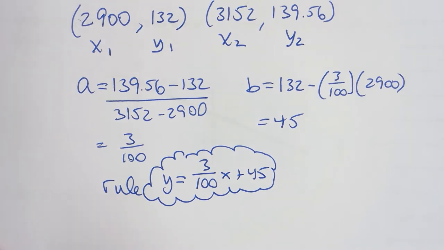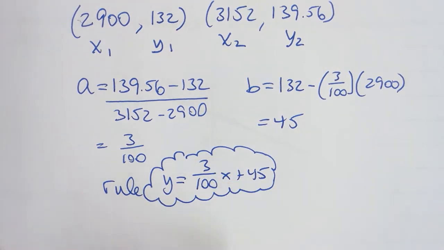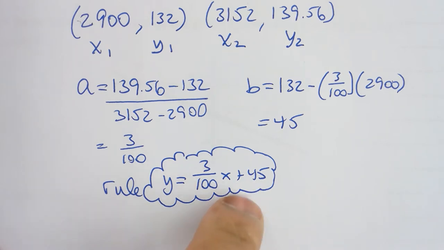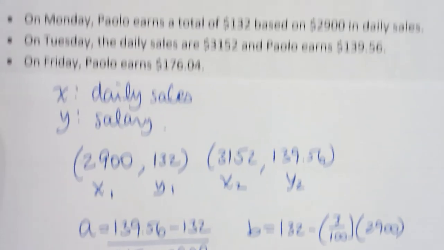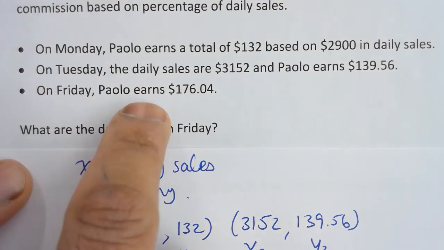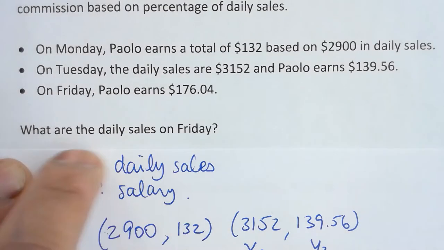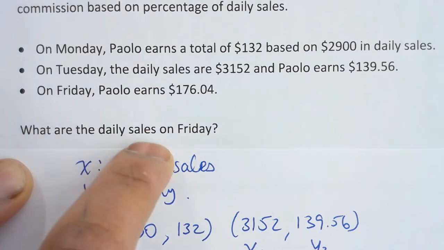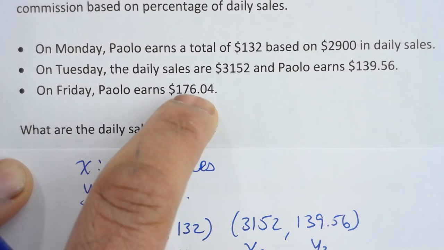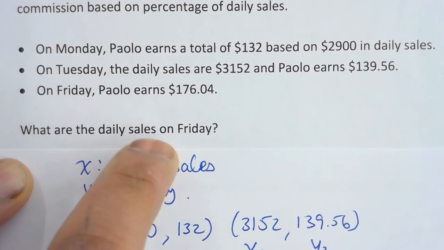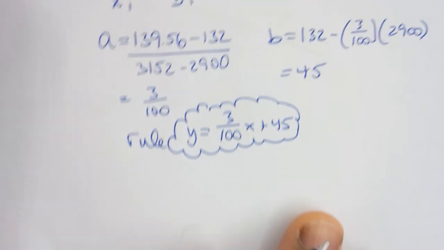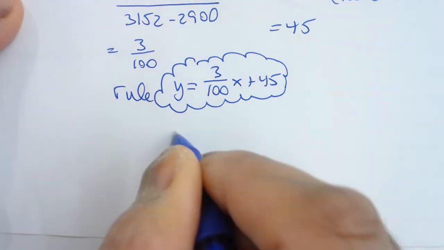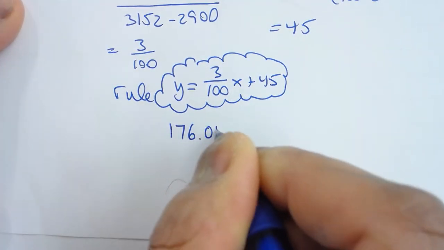So once we have the rule, I think my camera's frozen. Yeah, there we go. Once we have the rule, we can go ahead and answer the question. I'm just going to scroll back up. The question was saying Paolo earns 176.04. What are the daily sales? That is a Y value, and we're looking for an X value. So replace 176.04 in for the Y so we can find the X. And I'll do that down over here. I'll replace 176.04 in for the Y.